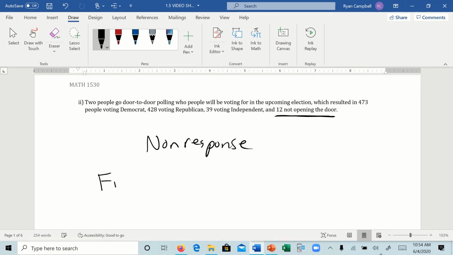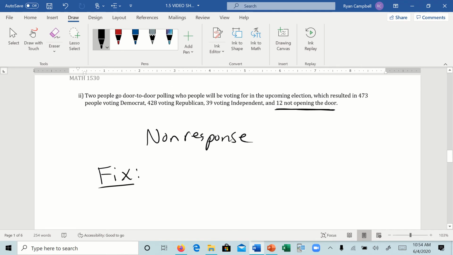So how could we fix it? So we don't want to choose 12 other people because we still will have these 12 people who don't respond. So ideally, you would need to fix this by getting these 12 people to respond. So one way you could do it is just go back again. Go back a different day and hope that they open the door. Now, again, you can't force anybody to do anything, but the more times you can do it, maybe your persistence will get them to answer your survey.